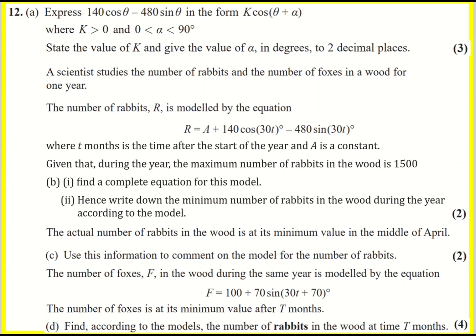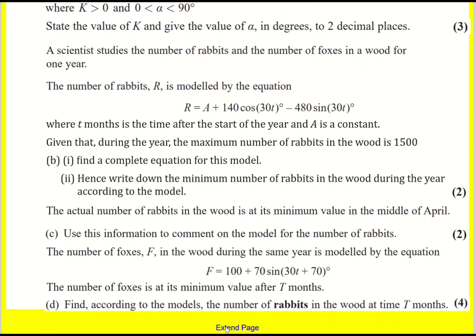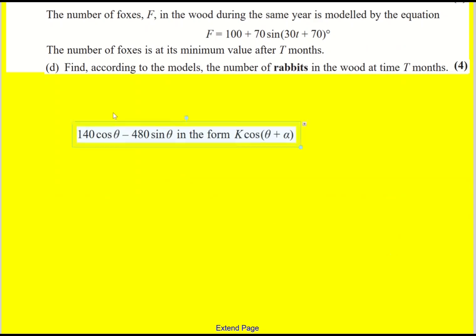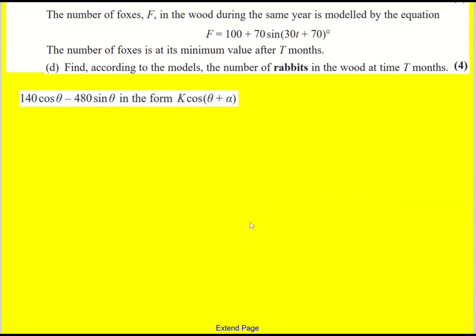The first part of this question is about the harmonic series, or writing a combination of cos and sine as a single cos or sine function, in this case cos. This is a method that you should have practiced many times, so you should be ready for it. But here I am to go through it. Okay, so we want to write the left-hand side in this form.